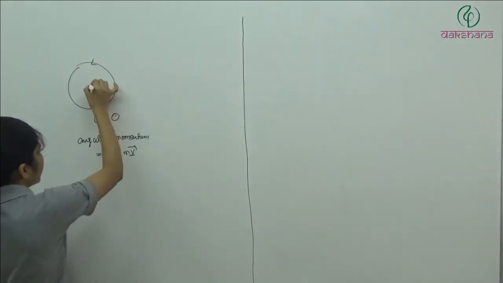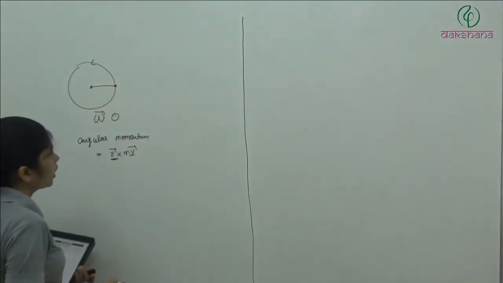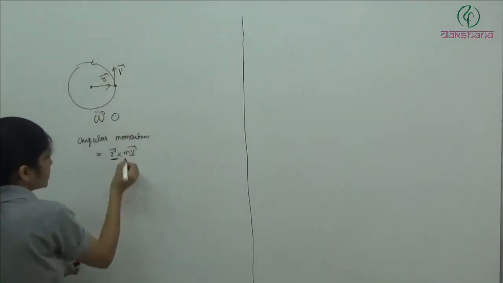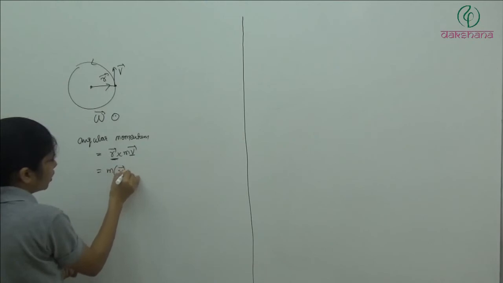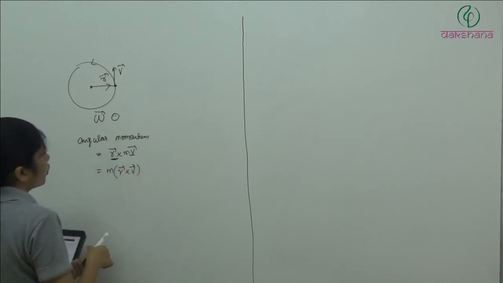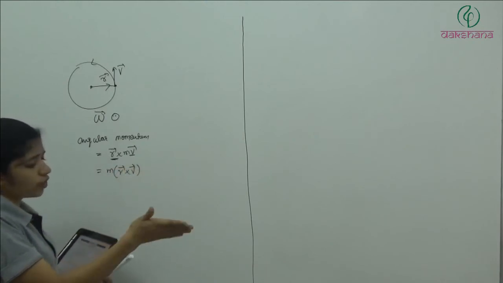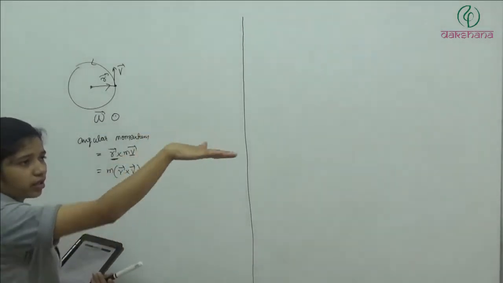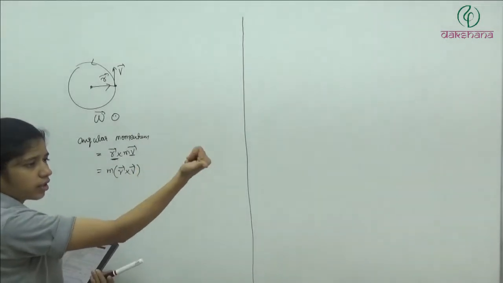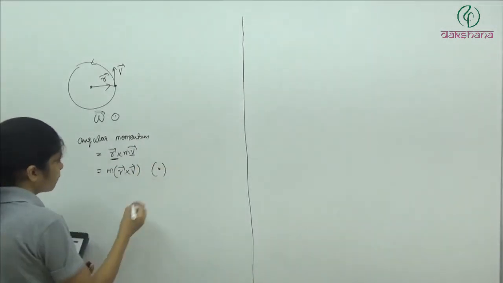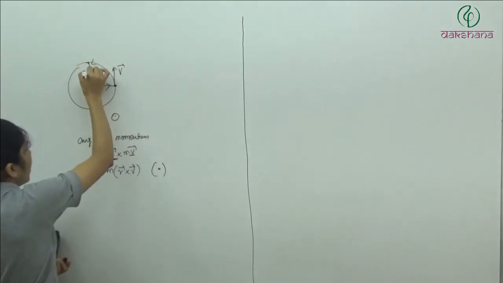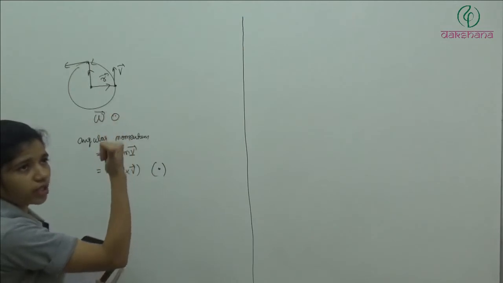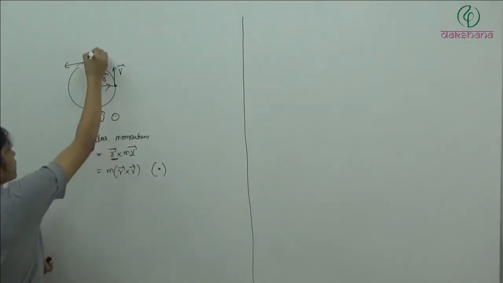So here let's say at this point we want to find the angular momentum. So r is like this and v is like this. So basically it is m into r cross v. About this point, r cross v, so angular momentum is outside. Now if we see at this point, r is like this and v is like this. So r, the first vector, cross v. Again it is outside. So on this point also it is outside.